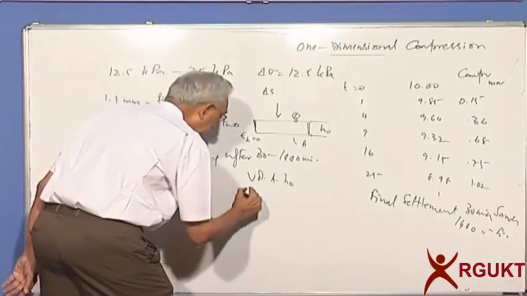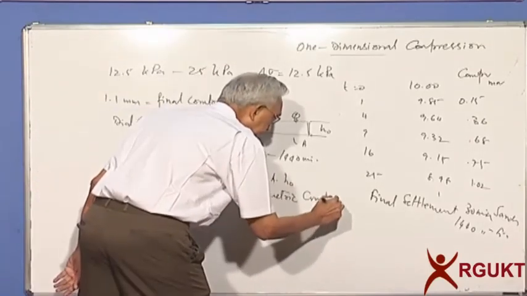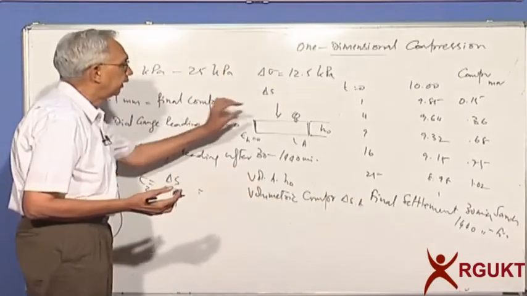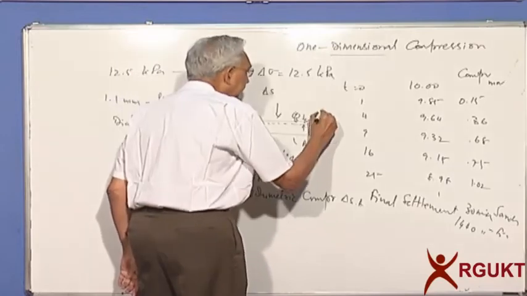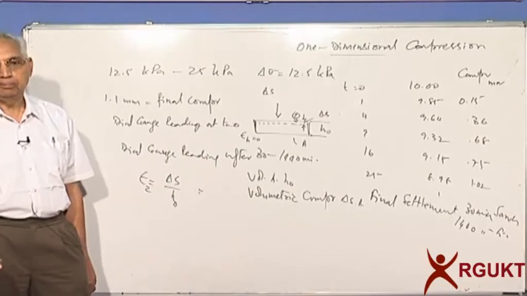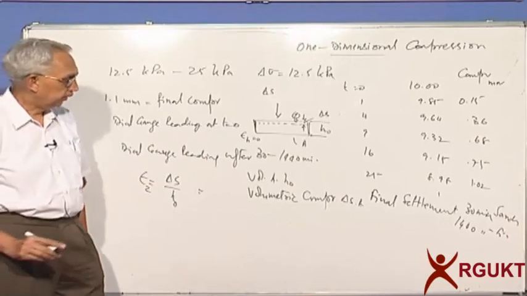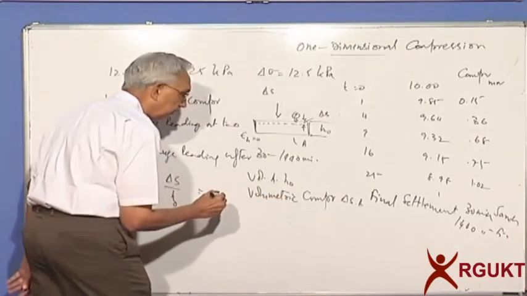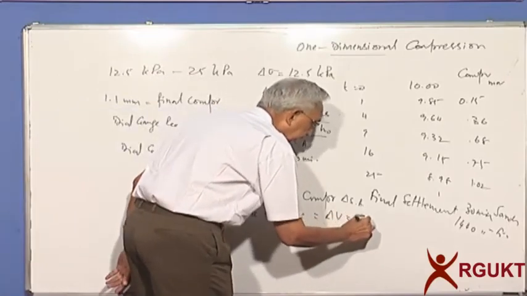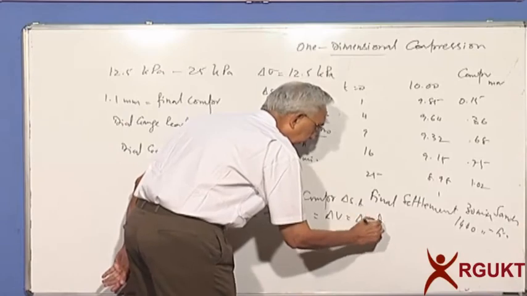Similarly, volumetric compression is delta S into area. How much volume has it decreased? It decreased by, this is delta S. So the amount of decrease in volume is delta S into H0. Can I say volume decrease delta V is delta S into area?